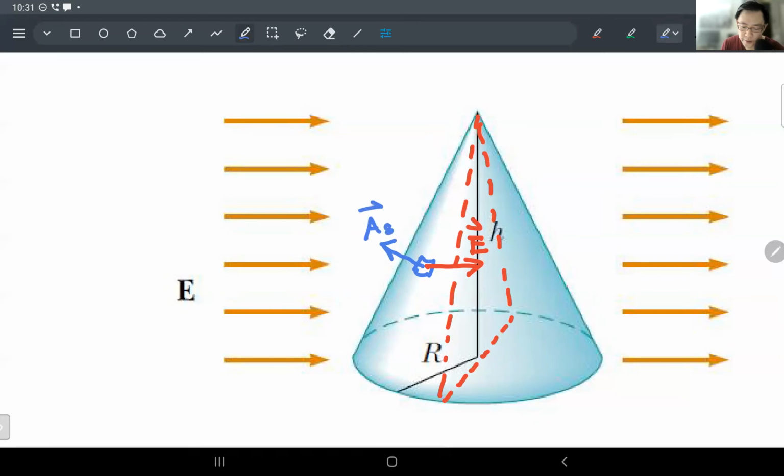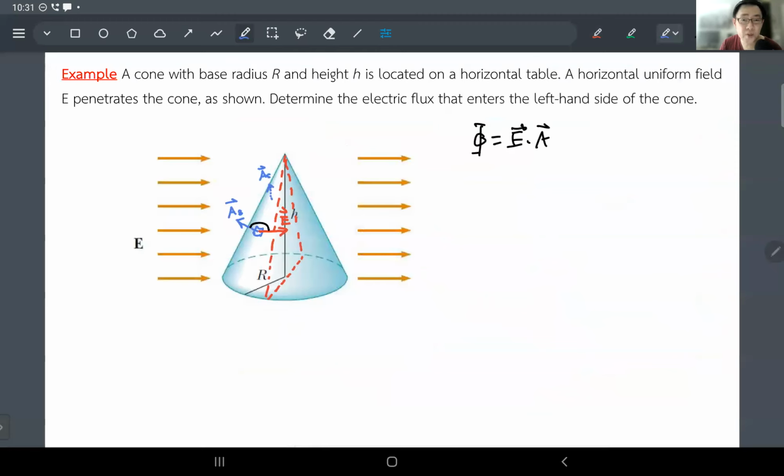And who will be able to figure out this angle? That would be crazy, right? And what about the backside? That would be crazy. The A vector will point in a crazy direction. So that's my whole point. You don't need to do that.